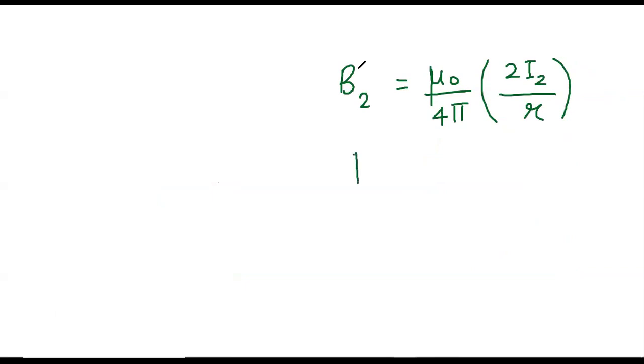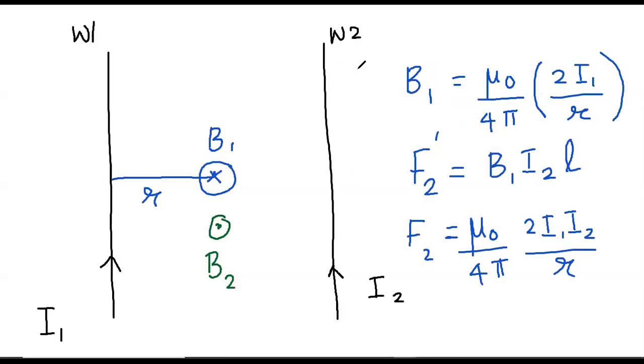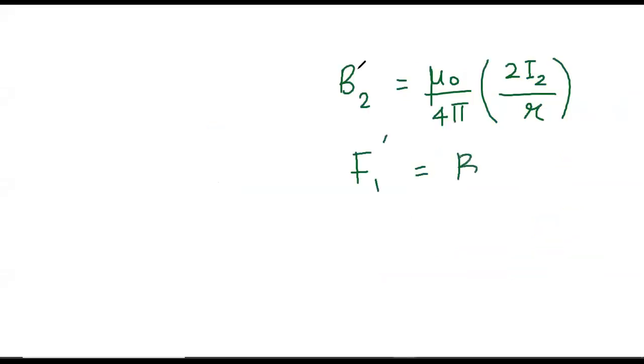Now, this field over here becomes the external magnetic field for the first wire. So by Lorentz force, I can write the force experienced to be equal to B2 times I1 times L.